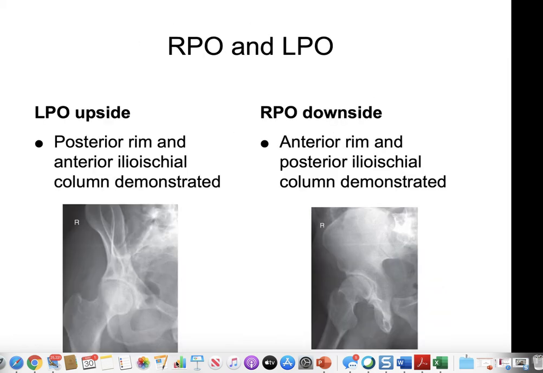So you have your RPO and LPO. The LPO is the upside, the RPO is the downside. Posterior rim and anterior ilioischial column demonstrated. And then for the RPO downside, you have your anterior rim and posterior ilioischial column demonstrated.